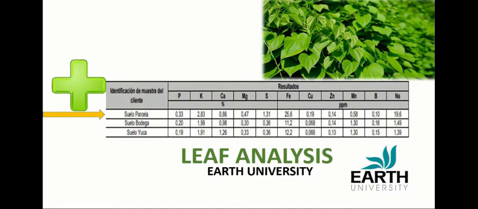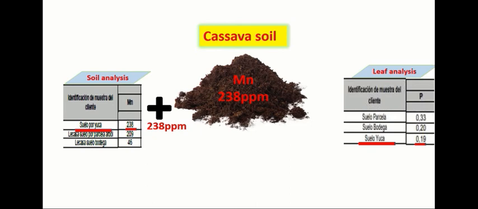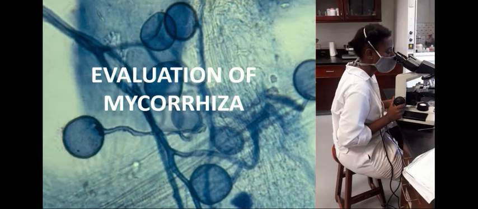The soil of the cassava, which contained more manganese, 238 parts per million, had a much lower phosphorus uptake of 0.19 in the bean plant. This represents the antagonistic relationship between manganese and phosphorus, where the phosphorus content decreased with increase in manganese concentration in the soil. Now we'll talk about the evaluation of mycorrhizal colonization.